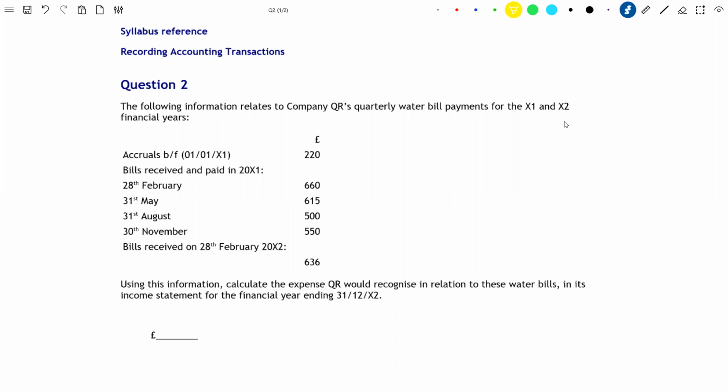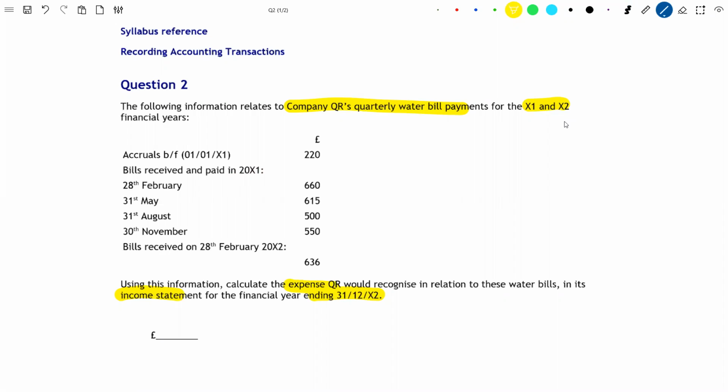So in this question, we are provided with a range of information about Company Q's quarterly water bill payments for the X1 and X2 financial years. And using this information, what we have to do is calculate the expense that Q would recognize in relation to these water bills in its income statement for the financial year ending the 31st of the 12th X1, okay? Sorry, I think that should say X1 down there, slight error. So essentially we are looking for the expense to be recognized at the end of the X1 financial year.